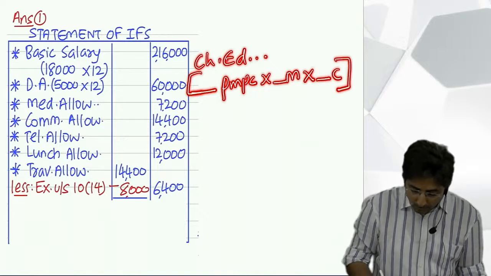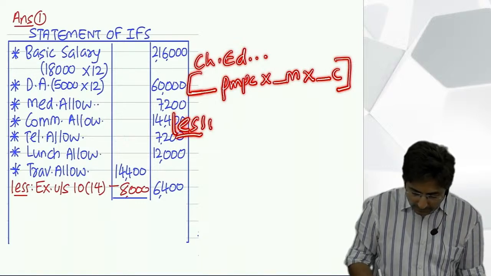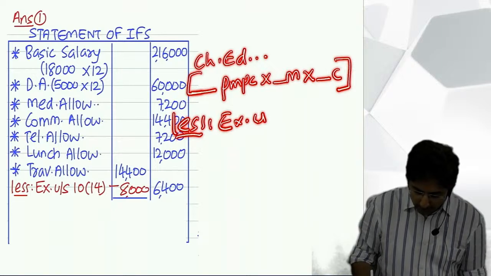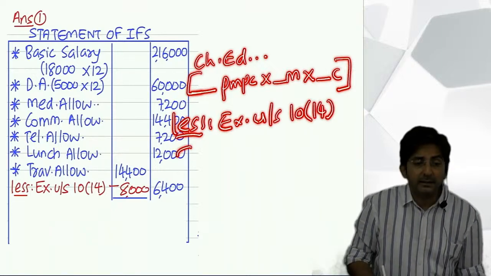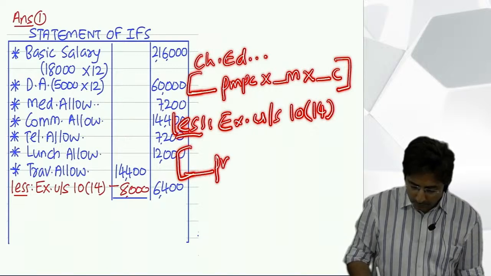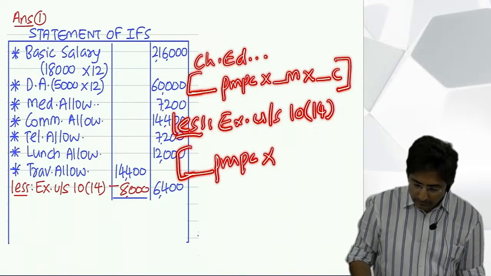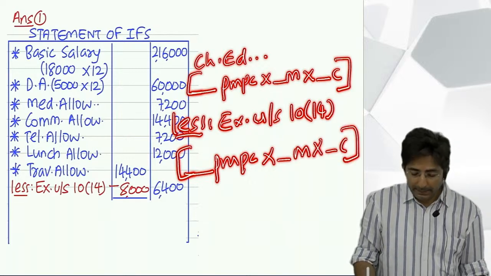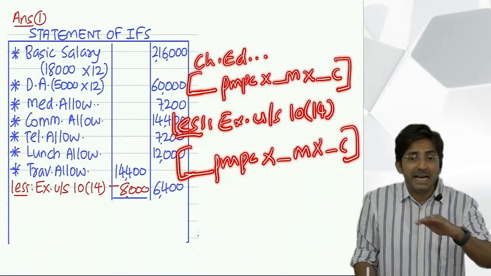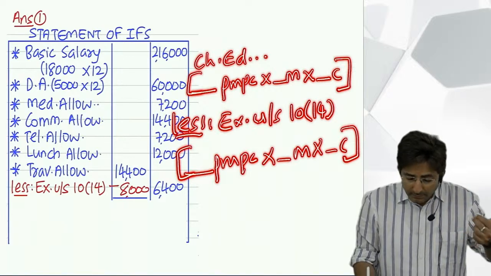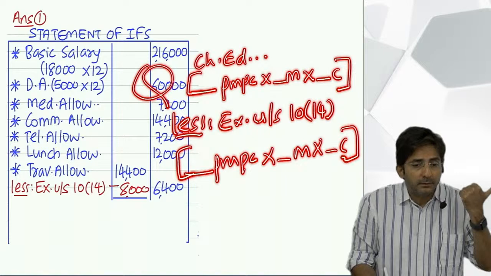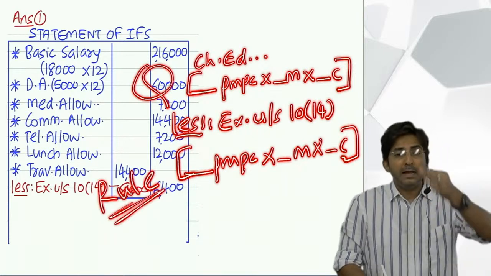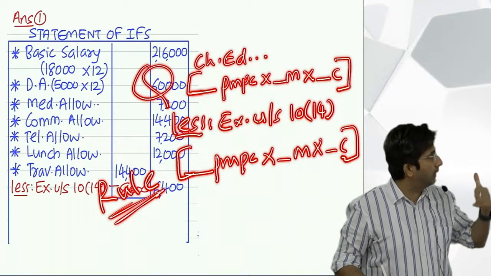Okay. And then you will write less exempt under section 10(14). And then again you will make a bracket like this: dash per month per child into dash months into dash children. Okay. And then in this dash dash dash you have to fill in the blanks. Here you will write as per question. And below you will write as per rule. But you will have to compulsorily present like this only.